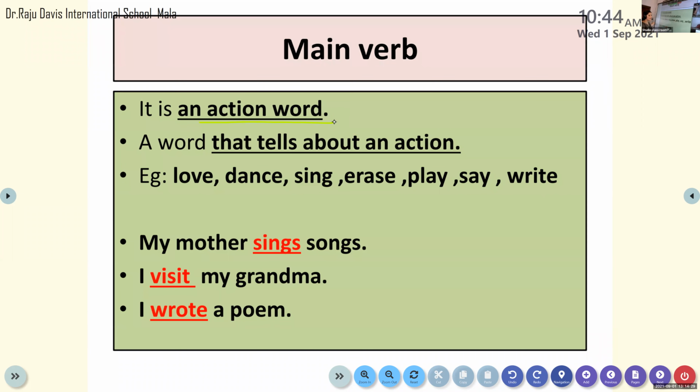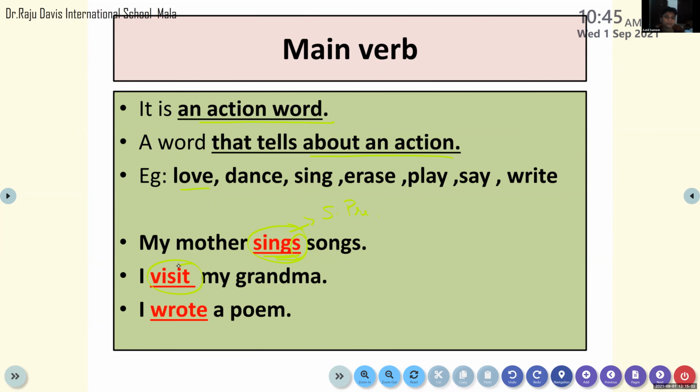See here, my mother sings a song. Sings is a single main verb here. Why is it called the main verb? Because by looking at the main verb, we'll be able to identify the tense. Sings is an example for simple present, isn't it? So this is a main verb. I visit my grandma. So visit is also an example for present tense, right? So visit shows the exact time of action. So this is a main verb over here.